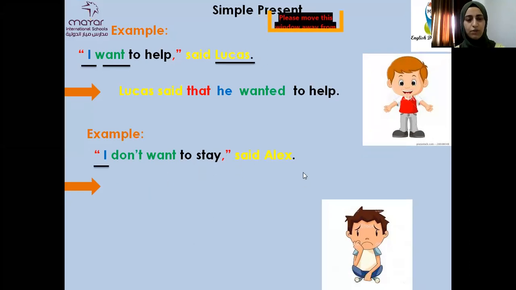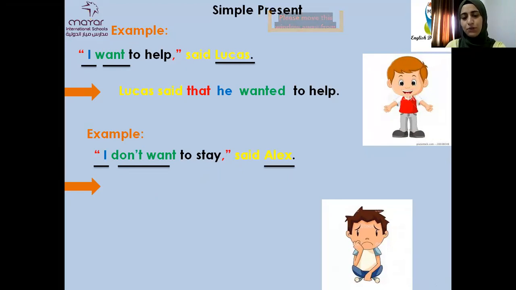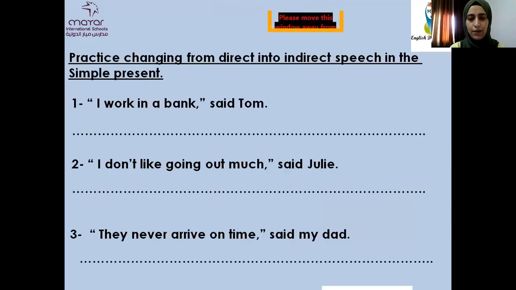So here we have the pronoun I, we have the verb don't want, it's negative, and the speaker is Alex. So I change the first person pronoun according to the subject or the speaker, Alex. Alex is a boy, so I should be changed into he. Then the past tense of don't want is didn't. So that's how we change them. Alex said that he didn't want to stay.